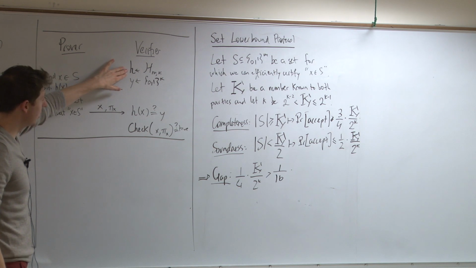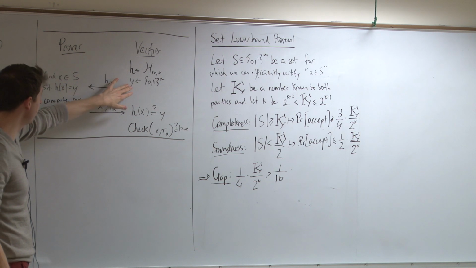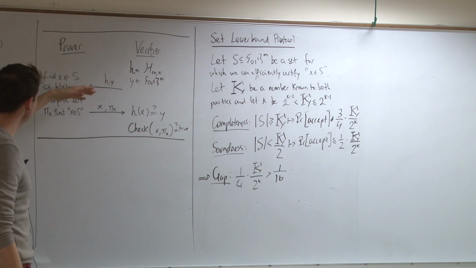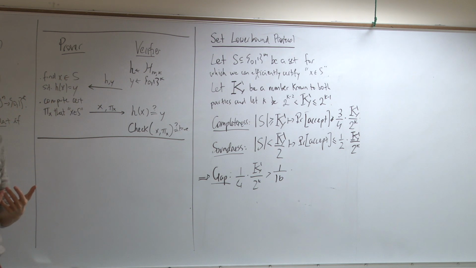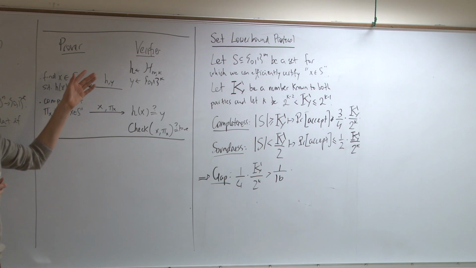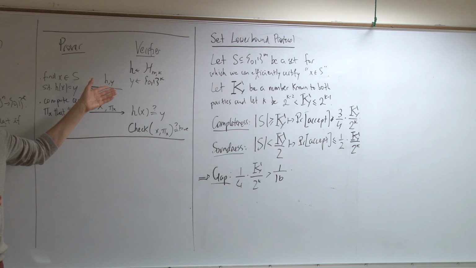H is picked at random. Y is also picked at random. Notice that the prover is able to convince the verifier if and only if there is an x in the pre-image of y.